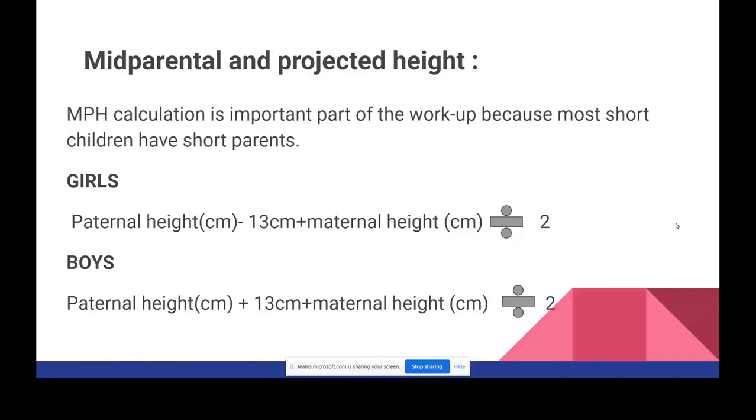It is an important part of the workup for clinicians, because most short children are not really short because of a pathology; they are children of short parents. So we don't have to investigate, work up or start any treatment because they are just short children of short parents. For a girl, when you calculate the mid-parental height, you deduct 13 centimeters and get the average. For boys, we add 13 centimeters and get the average. That is the way you calculate the mid-parental height.